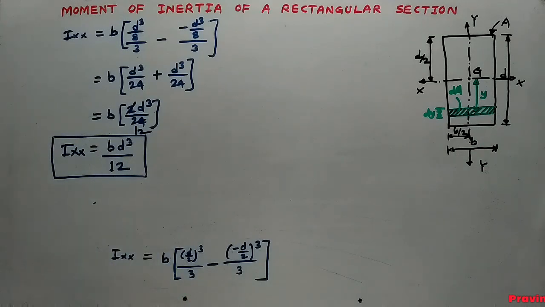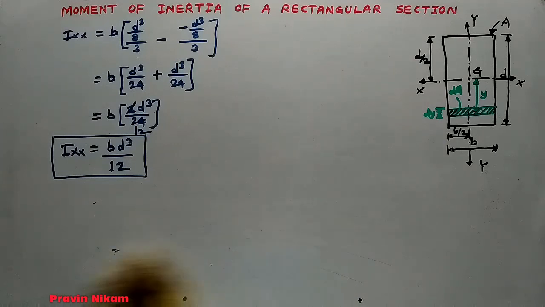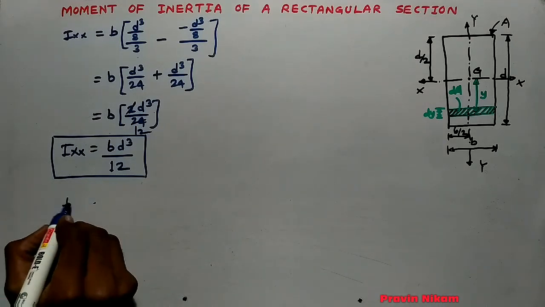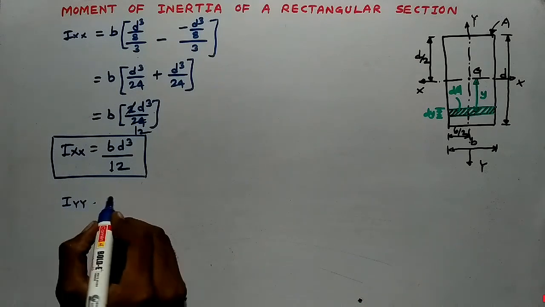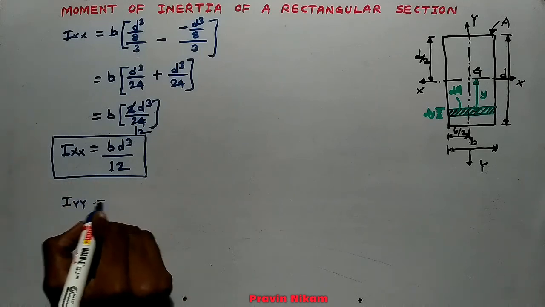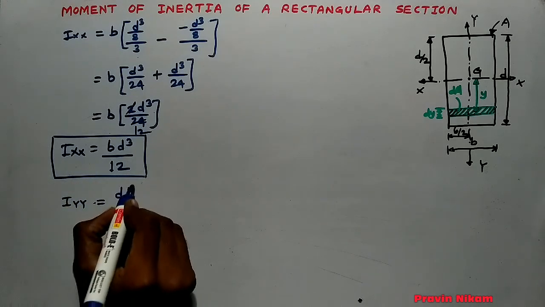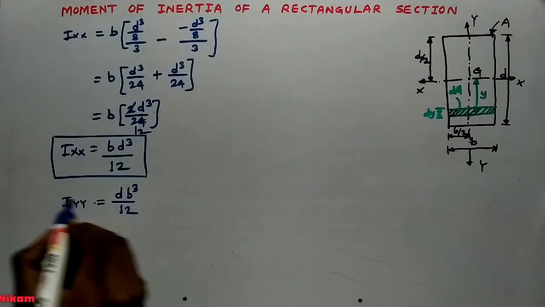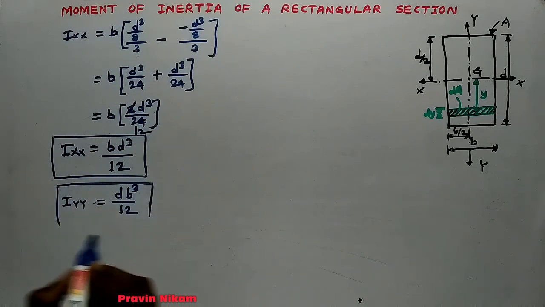This is the formula, b d cube divided by 12. Now what is the formula for moment of inertia about y axis? Similarly, Iyy is equal to d b cube divided by 12.